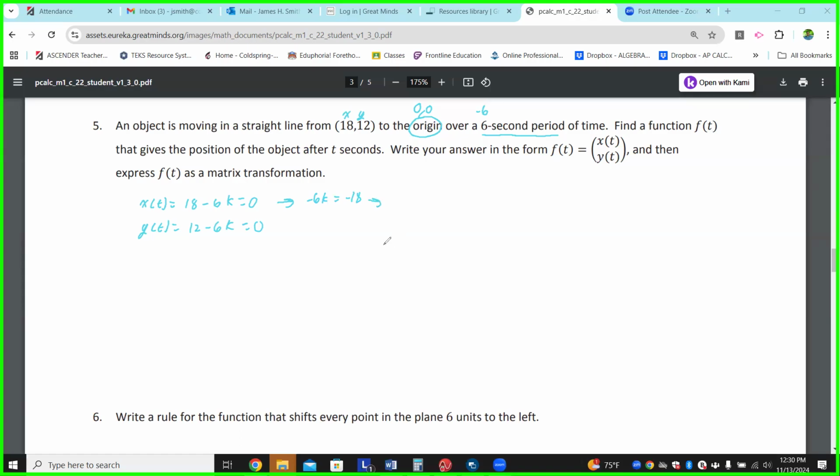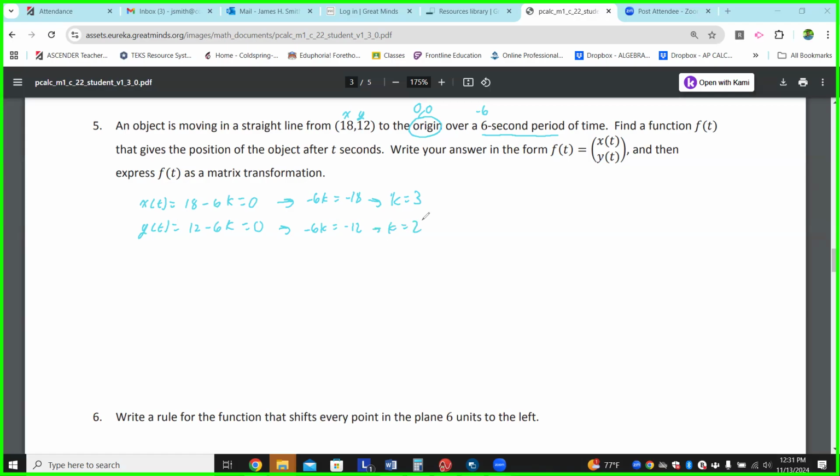Then what would I do? And so negative 18 divided by negative 6 gives me 3. If you're unsure if you did that correctly, just solve it again. What would I have to do to solve this bottom one? So I get negative 6k equals negative 12. Ooh, what we got going on here? So what's k going to equal here? 2.